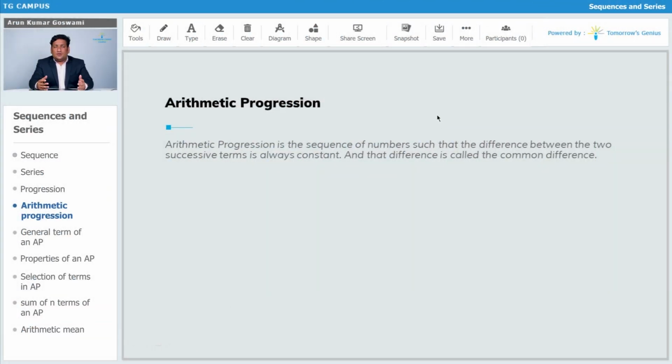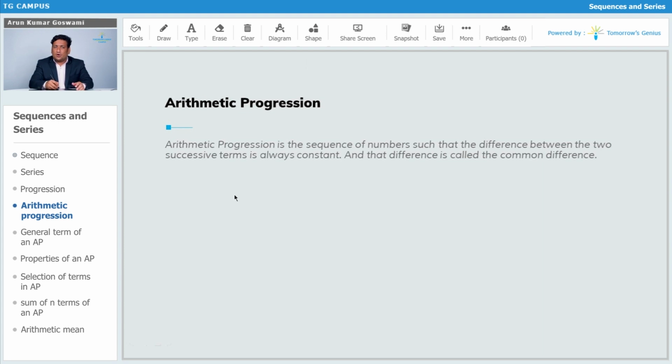Okay, so now we have the first method, arithmetic progression. Generally we call this an AP. Why are we calling this an arithmetic progression? What is special inside this? Arithmetic progression is a sequence of numbers such that the difference between two successive terms is always constant. Not just constant, it is always the same. Whatever the difference is between two consecutive terms, it will be the same.